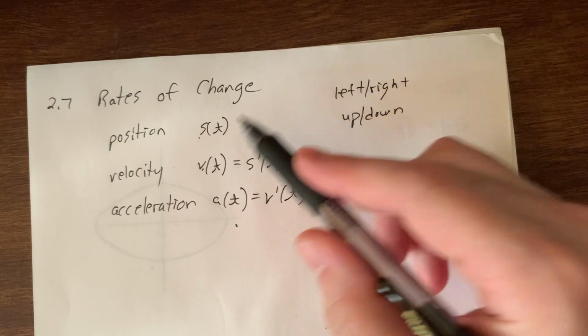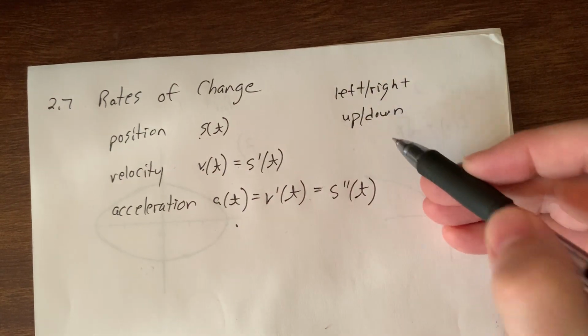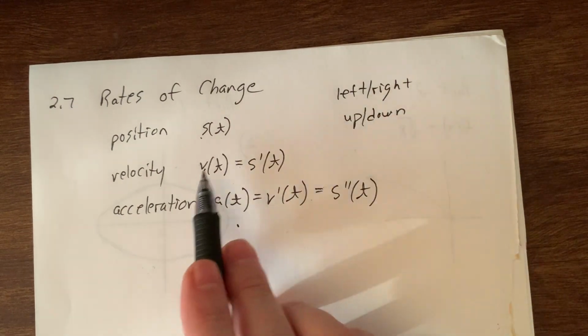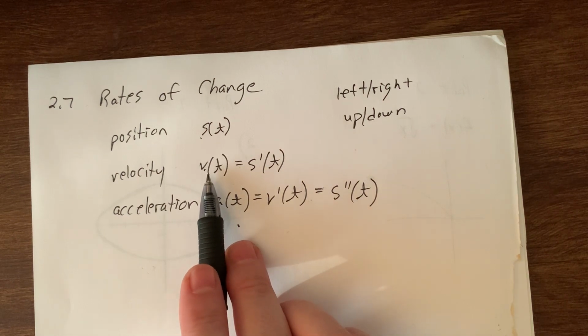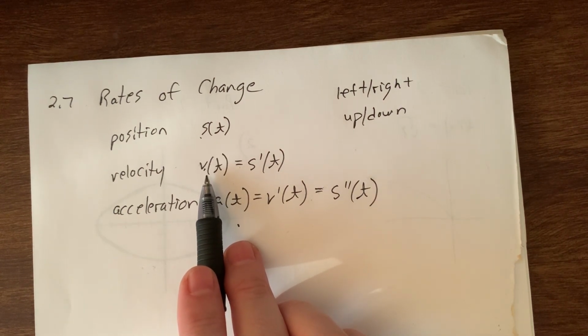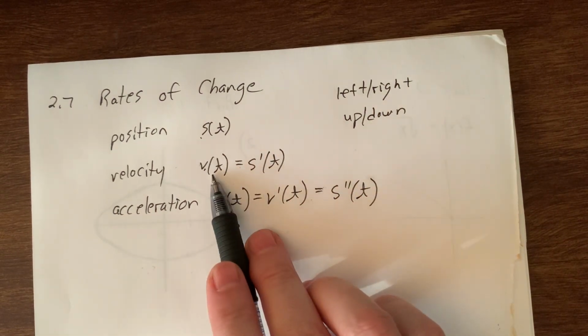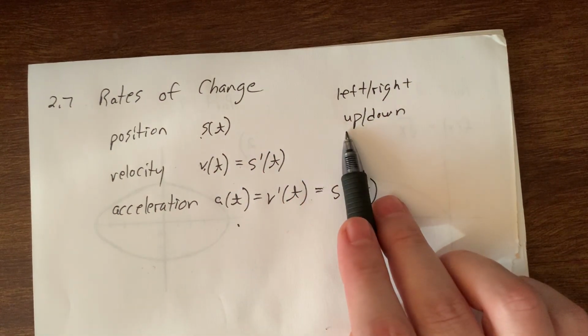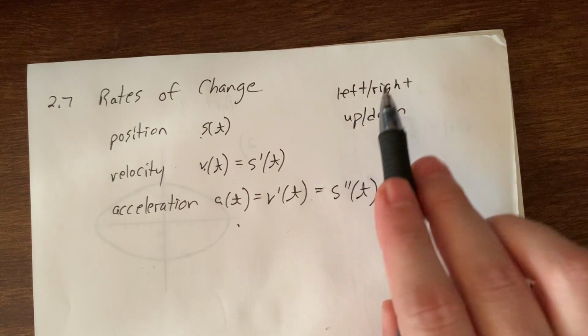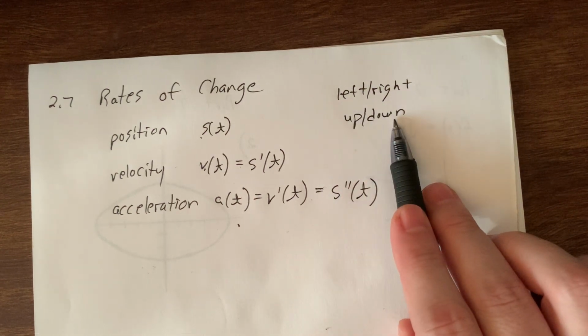If your position is negative, that means you're to the left or down from where you began. Similar for velocity. If velocity is positive, that means you're moving at that speed in that direction. So if velocity is positive, you're moving right or up at that speed. If velocity is negative, you're moving left or down at that speed.